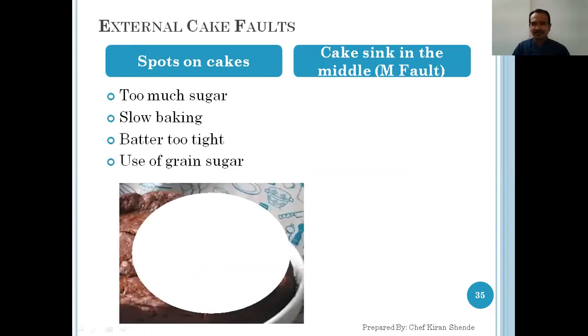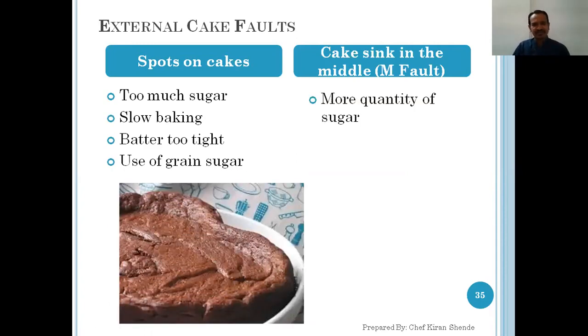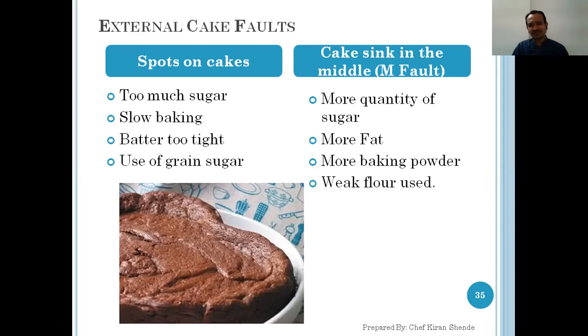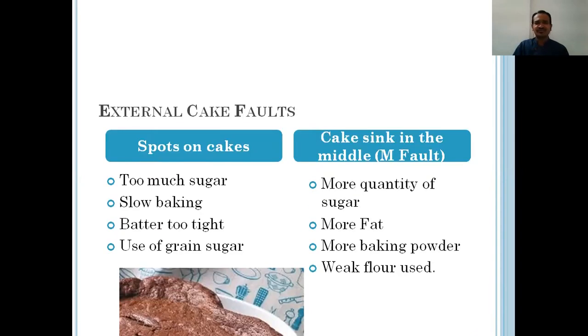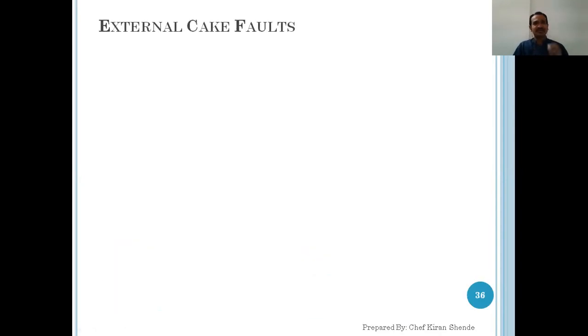And this is very common, sinking of the cake. Technically it is called an M fault. How does it happen? Only if you use more baking powder. The baking powder, at a specific level, reacts faster. Before everything coagulates, the baking powder will take everything up and then it will collapse because the structure has not formed. Or if more sugar or more fat is used, or if your quality of flour is weak, then also you get an M fault on the cake.